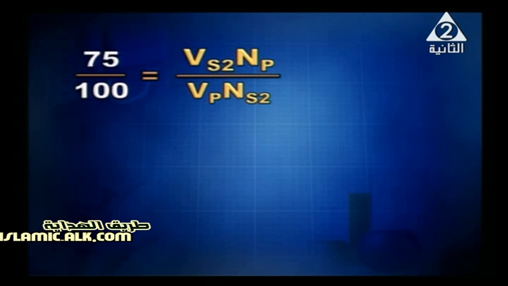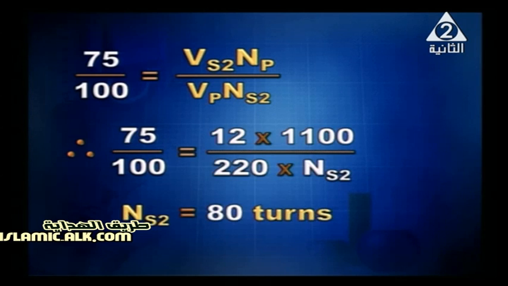We'll do the same concerning the other secondary. So 75 over 100 is equal to Vs2 Np over Vp Ns2, which equals 12 times 1100 over 220 times Ns2, and this way we managed to obtain the number of turns on the other secondary. It is 80 turns.